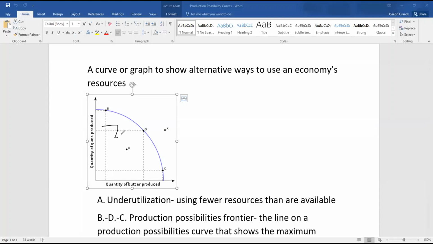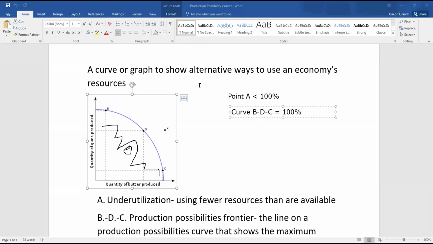So this area here, anywhere in here, represented by point A, is always going to be an area of underutilization. The area represented by point A is always going to be less than 100% of society's resources being used. So that is the first area. The second area is the curve represented by B, D, C, and that is always going to be equal to 100%.